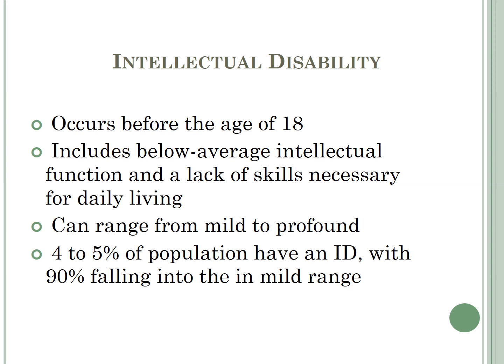So the first disability that I'll discuss is an intellectual disability, and that's the disability that we see most often. In order for it to be classified as an intellectual disability, it has to occur before the age of 18. It includes below average intellectual functioning and a lack of skills necessary for daily living. It can range from mild to profound. And the statistic is that about 4 to 5% of the population has an intellectual disability. And of that 4 to 5%, 90% has a mild intellectual disability.